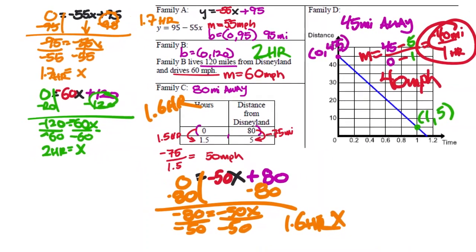Family D is not so bad because this is a graph. We're just looking for where the distance is 0. That's the x-axis. That's right here. I'll use orange. That to me looks like it's about 1.1 hours. And we can't estimate that because the other values aren't even close.